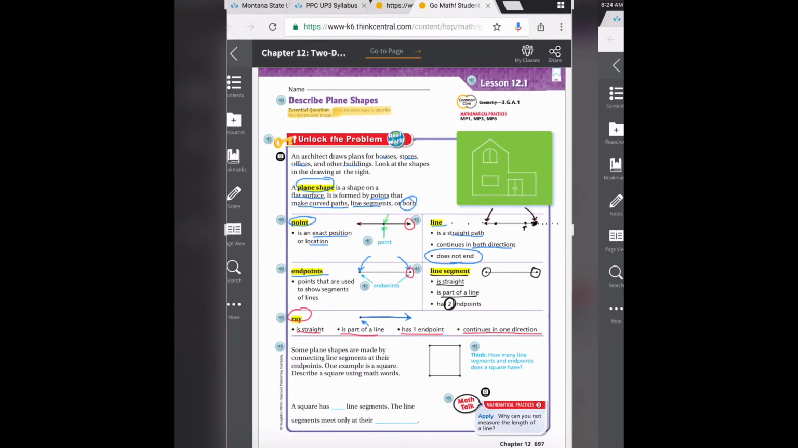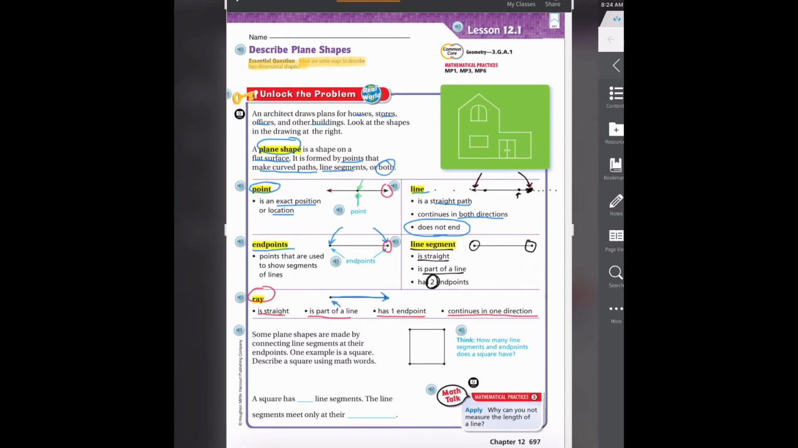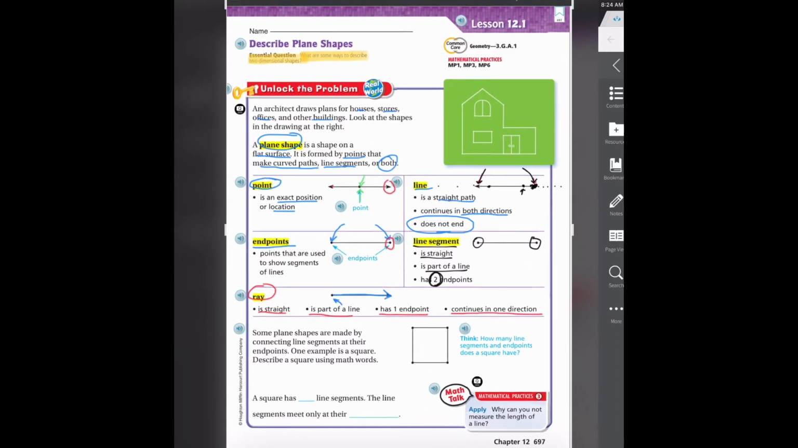And we'll get more used to all this terminology. Definitely use this page, page 697, to look back and check out the definition for all of these things because I know it could be a lot to remember.